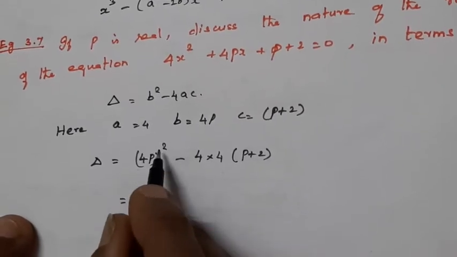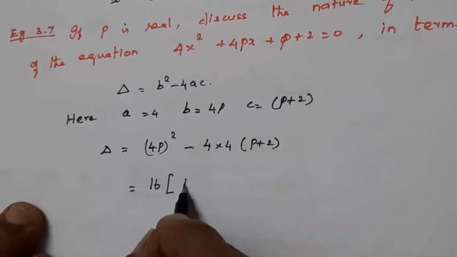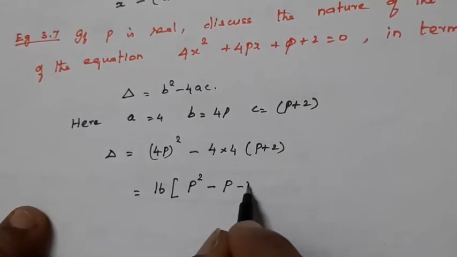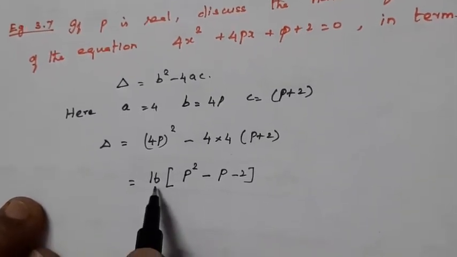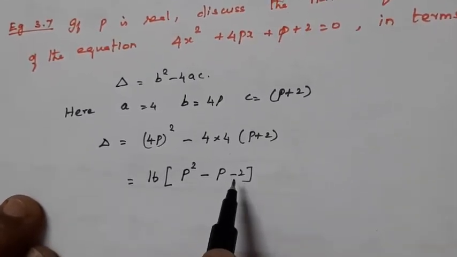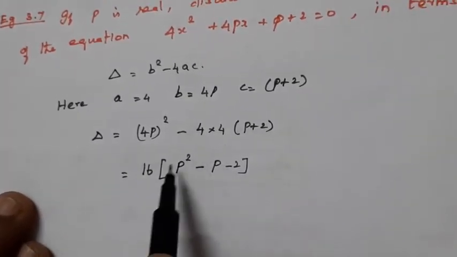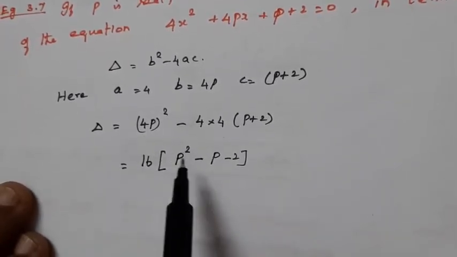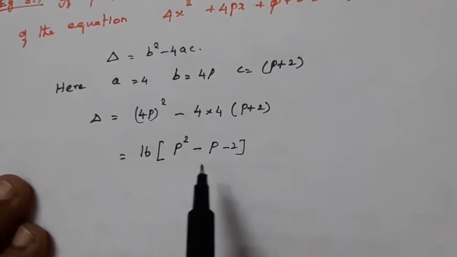4p squared is 16p squared, and here you also have 16. So, taking 16 common, we have p squared minus of p plus 2, that is minus p minus 2. Okay. So, the value of delta is nothing but the product of 16 into p squared minus p minus 2. So, in order to discuss the nature of the roots, we have to find out the value of p, so that in terms of p only we are going to discuss whether it will be real. For what value of p it will be real, for what value of p it will be unreal, like that.